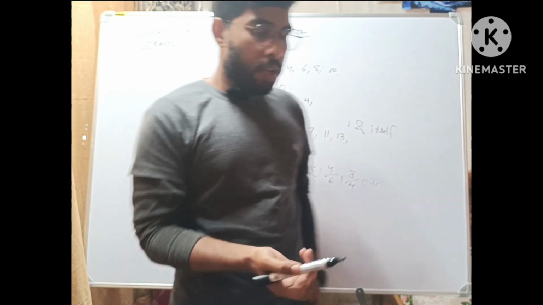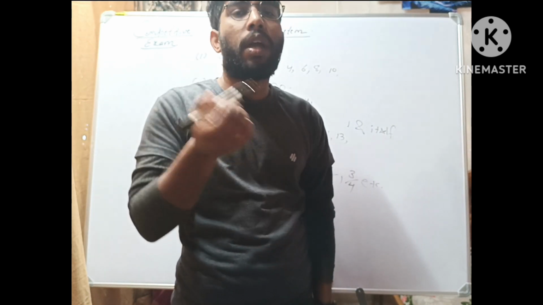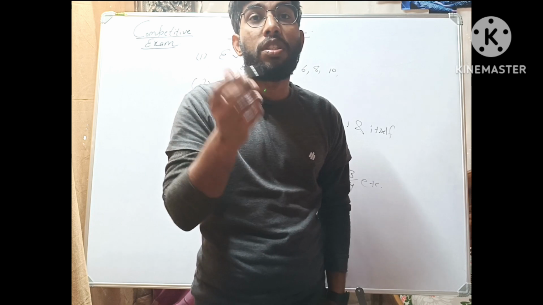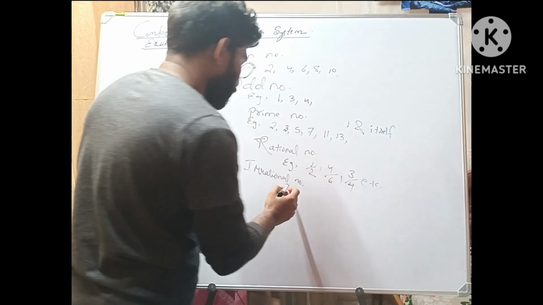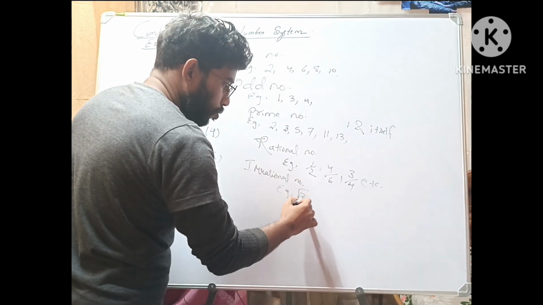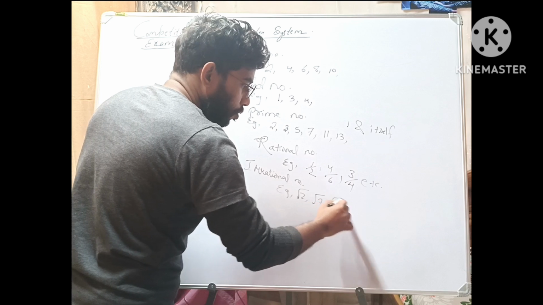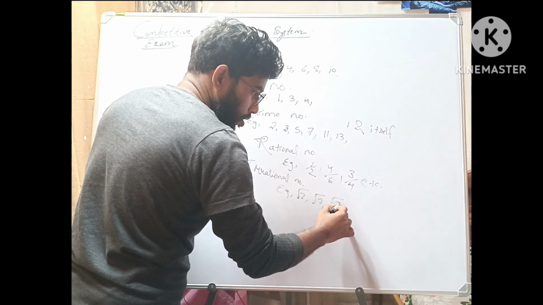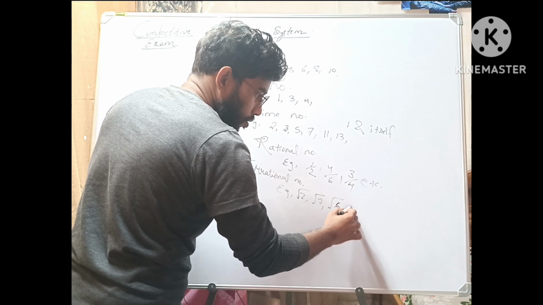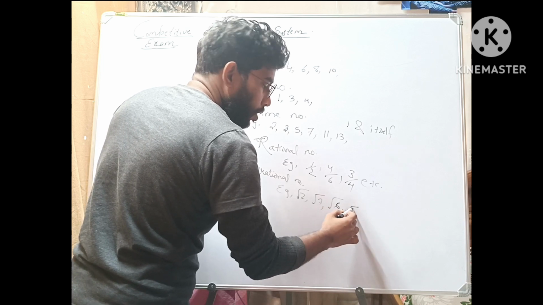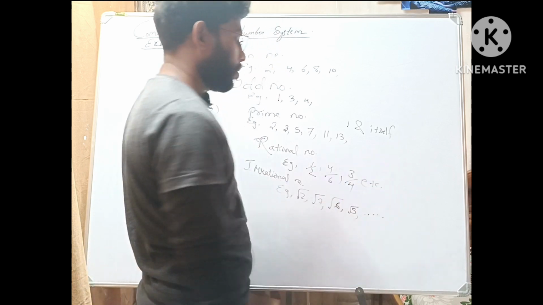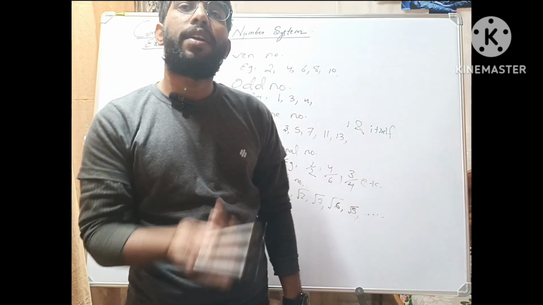Irrational numbers can be written in the form of square root only. Irrational numbers are those numbers which are in the form of a square root, like root 2, root 7, root 6, root 5, and so on. So these are irrational numbers.